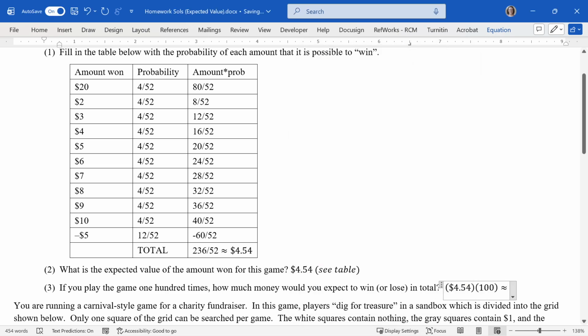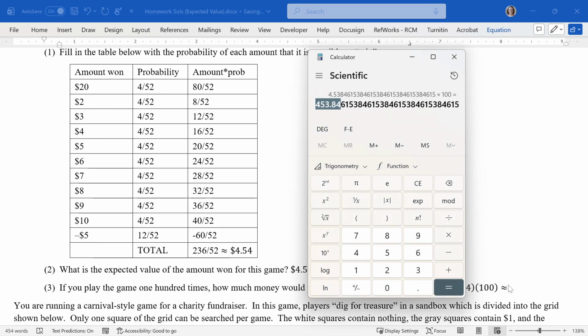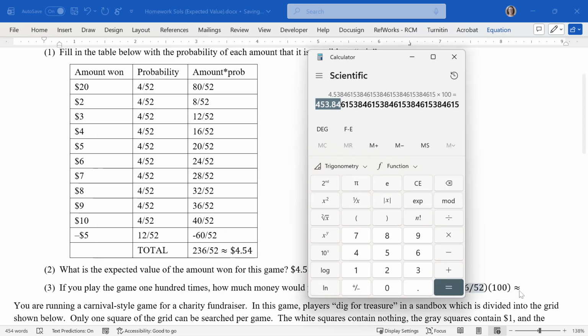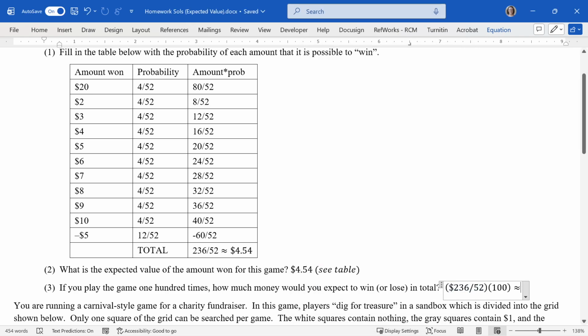But either way is fine. Obviously, if you're running your own actual casino, you probably want the answer that is the most precise. So maybe I will back up and do this. This is 236 over 52. And then if I were to chuck that into a calculator, I would get this more precise answer here, 453.84.